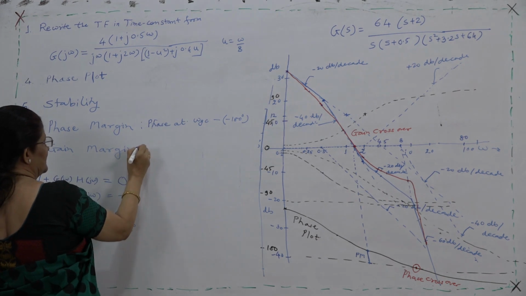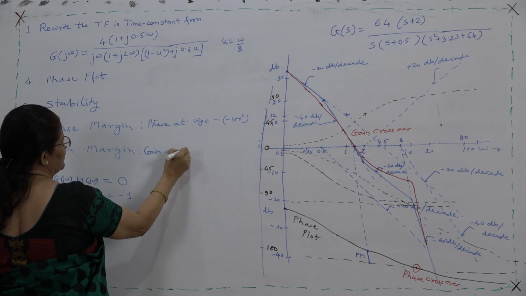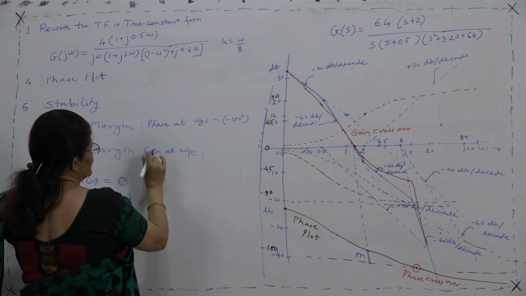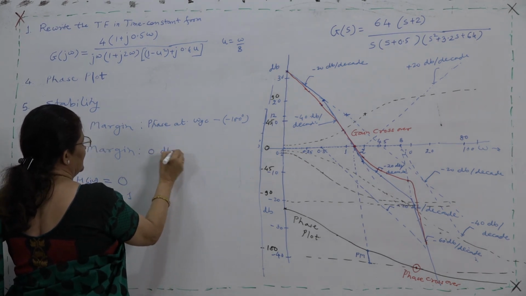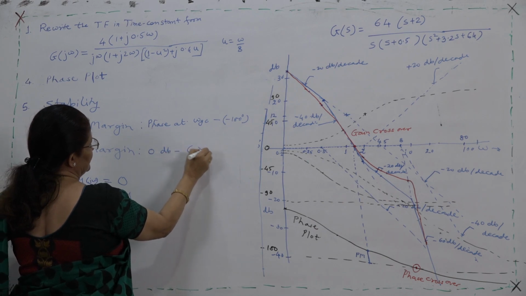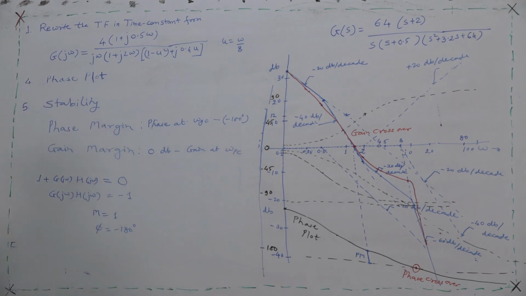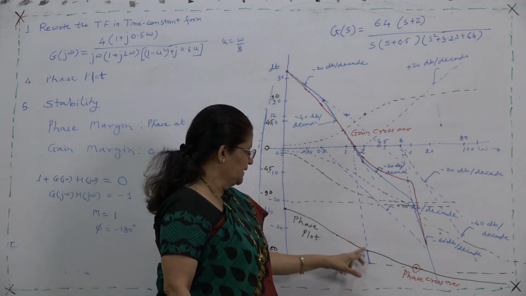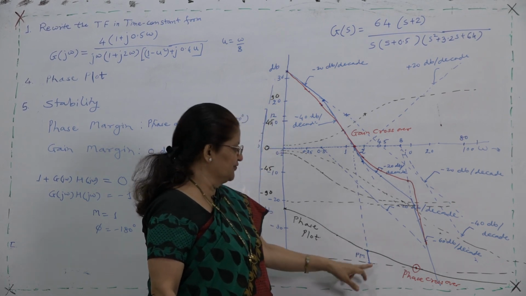While gain margin is the gain at phase crossover frequency, that is omega Pc. So, it is 0 dB minus the gain at omega Pc. So, these are the actual values and how to calculate them. So, extend this line, that is, at this frequency what is the phase minus 180. So, this is the difference, this is a positive phase margin.